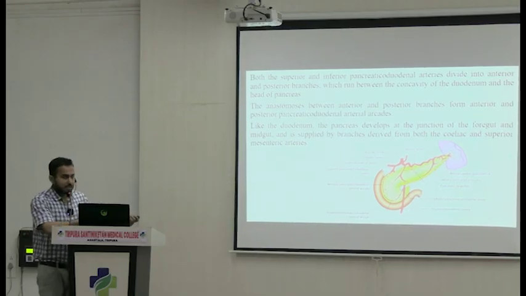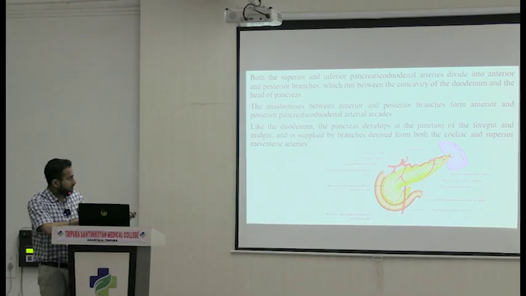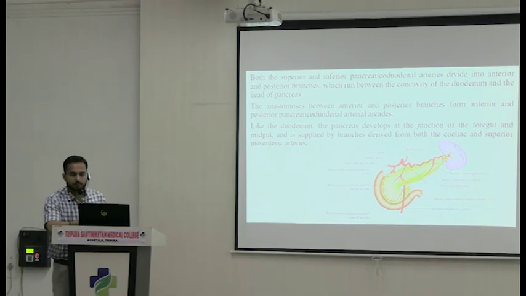So I hope you can see the splenic artery and its branches. Then you can see the branches which are coming and supplying. You can see the arteria pancreatica magna. Then the superior and inferior pancreaticoduodenal arteries, the anastomosis, the branches, and how they supply the pancreas as well as the duodenum.